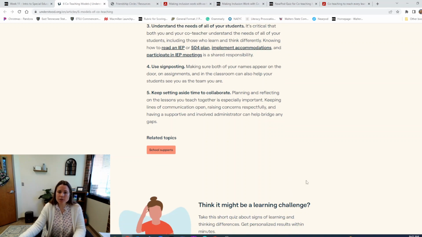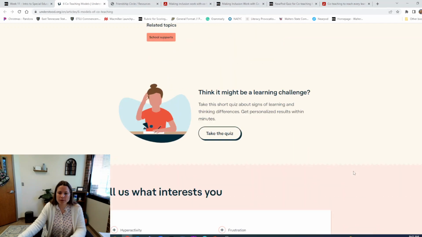The next thing is really you need to involve your administrator because there may be issues that come up or challenges, and if you don't involve your administrator, it's really going to be hard to move forward.